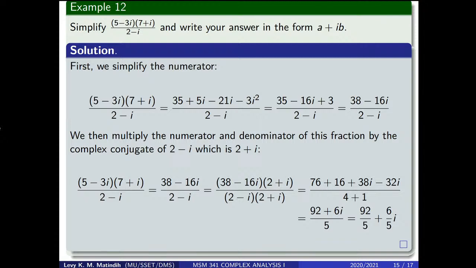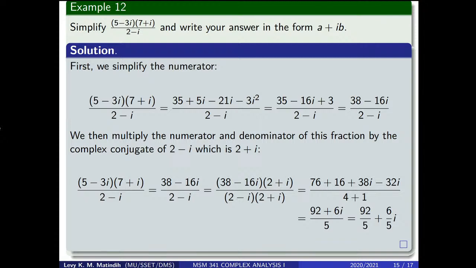So what I'm saying is, this 5 minus 3i multiplied by 7 plus i divided by 2 minus i is the same as 38 minus 16i divided by 2 minus i. Then, to simplify this complex number, we can multiply both the numerator and the denominator at this stage by the complex conjugate of the denominator, which is 2 plus i.